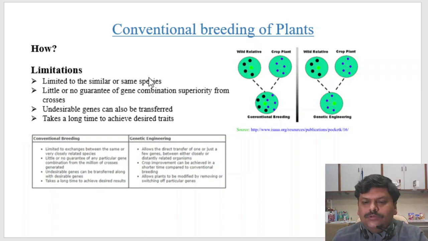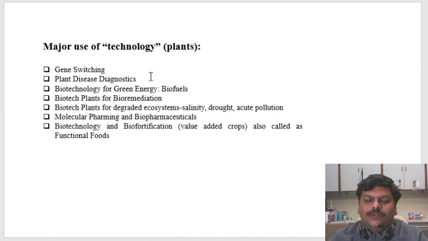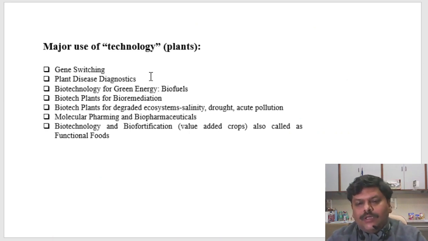So the major uses of genetic engineering technology are listed here. The first and foremost use is the gene switching. As I said, if we identify a gene or a pathway in a certain plant or maybe in a distant organism, say for example bacteria or any other, even animals, we can transfer the gene or those genes from that organism to our target plant species.